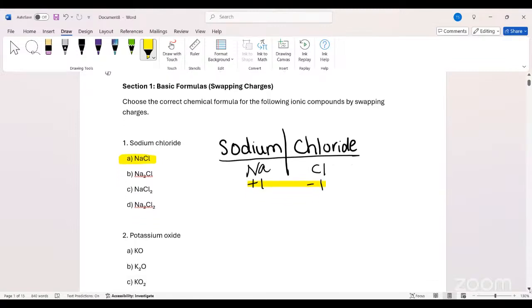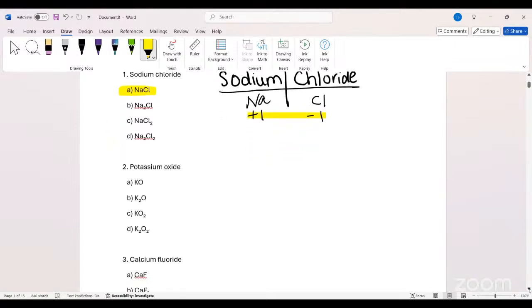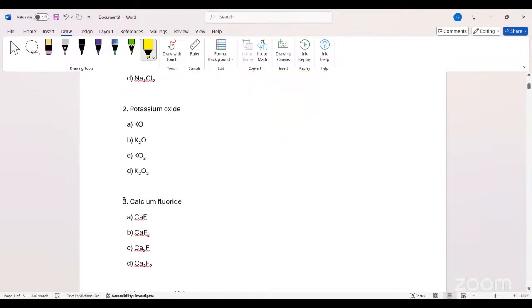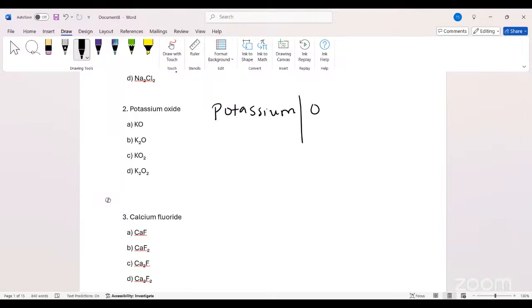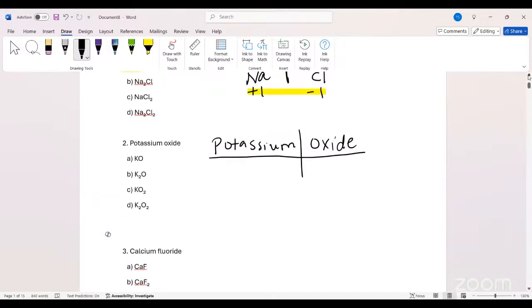So let me go ahead and scoot down here to number 2, okay? Potassium oxide. So right here, again, I'm going to simply split them down the middle. And again, I know what the charges are, but for those of you that have a periodic table, you'll need to always keep one on standby so that you can practice with them and know where to find them.